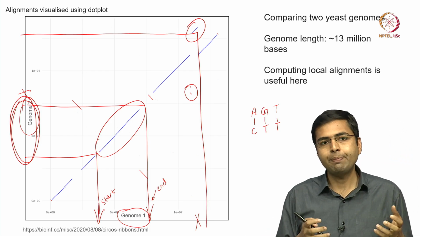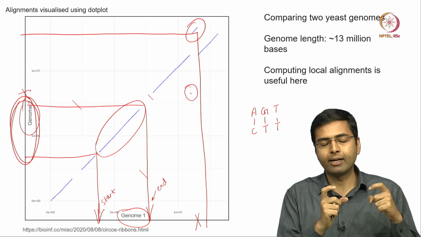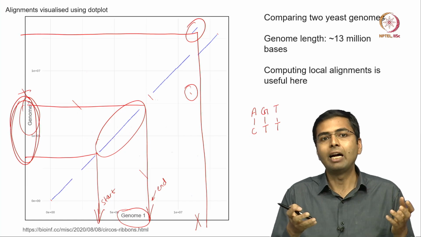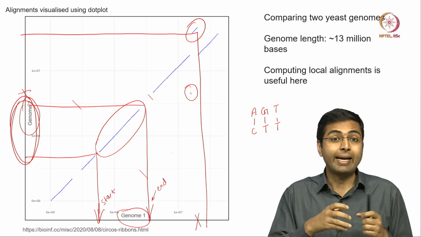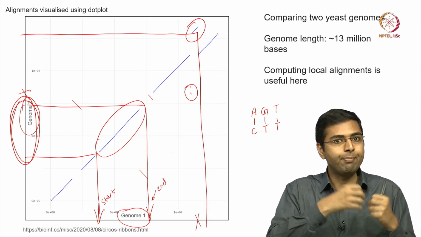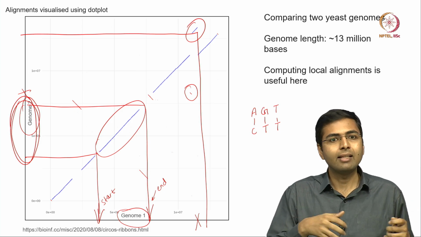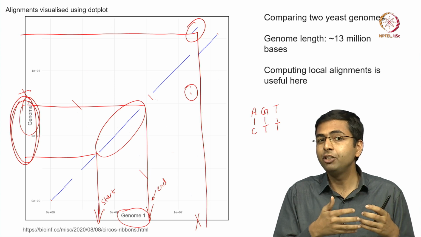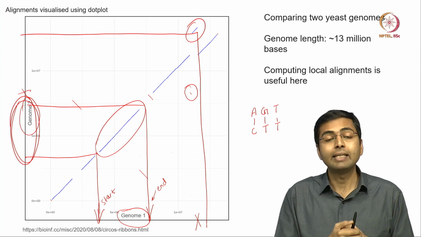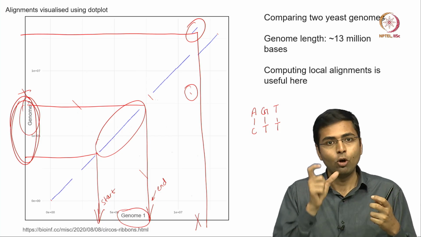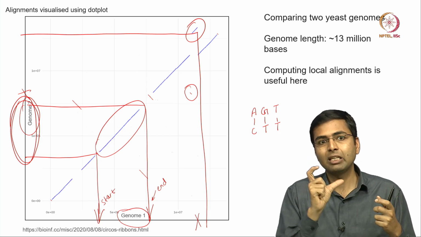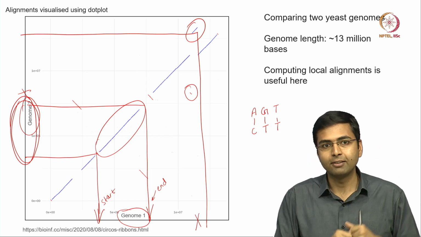One can expect multiple such local alignment patterns in such large genome sequences, and if I were to solve a global alignment formulation, then the alignment that I would get may not be biologically meaningful, whereas local alignments would give us more biologically meaningful output of those local conservation patterns between two genome sequences.